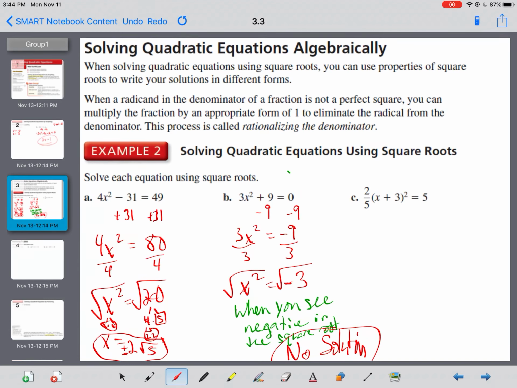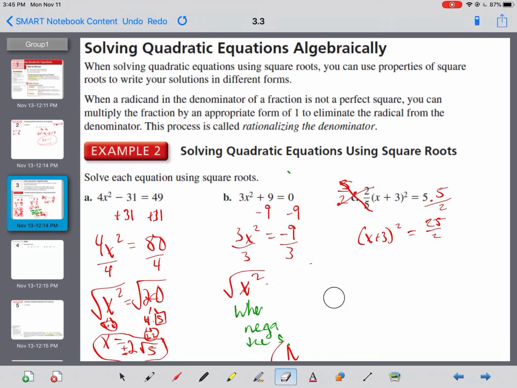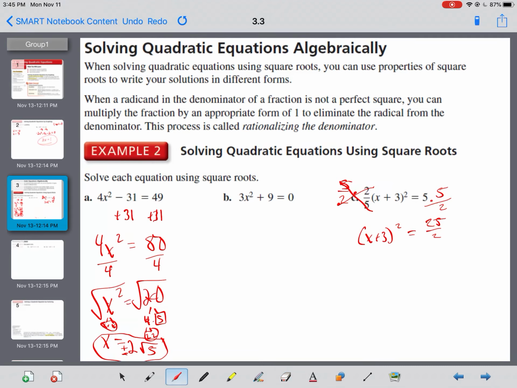That's very easy. We're just going to multiply by its opposite to get rid of the fraction. We're multiplying by 2 and dividing by 5, so all we're going to do is the opposite of that: divide by 2 and multiply by 5. Here, we'll multiply by 5, divide by 2. These cross, those cross reduce, leaving us with x plus 3 squared equals 25 over 2. Then we square root.